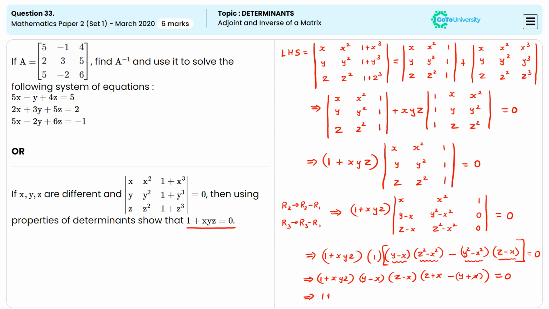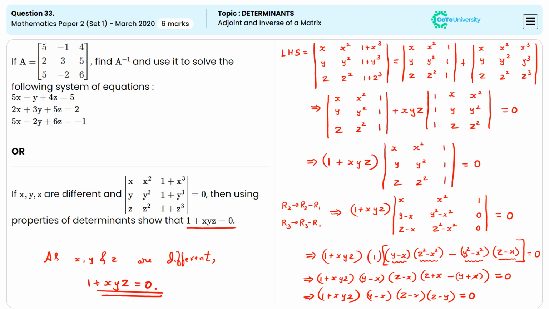With this, I'll get 1 plus xyz times y minus x times z minus x times z minus y is equal to 0. Now, as we know that x, y, and z, all three are different, I can say that y minus x will not be equal to 0, z minus x will not be equal to 0, and z minus y will not be equal to 0, as x, y, and z are all different values. So we have got only one option, that 1 plus x times y times z should be equal to 0. This is our final proof.